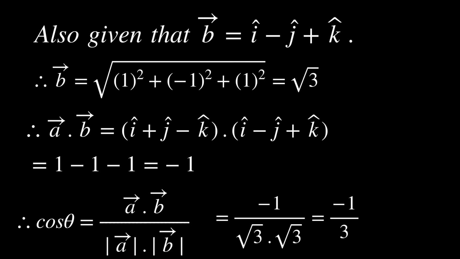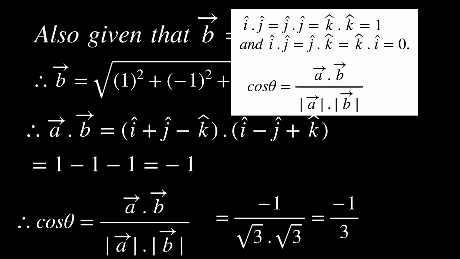Now, if you take the dot product a dot b, we can write (i + j - k) dot (i - j + k). Multiplying each term of the first factor with each term of the second factor and simplifying, we will get 1 - 1 - 1, which is equal to -1.